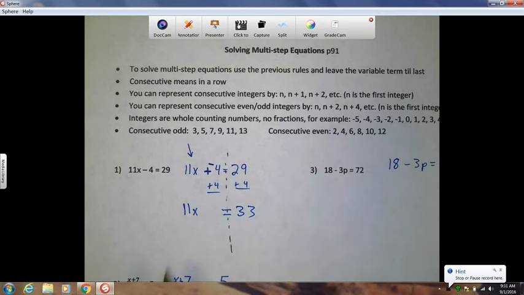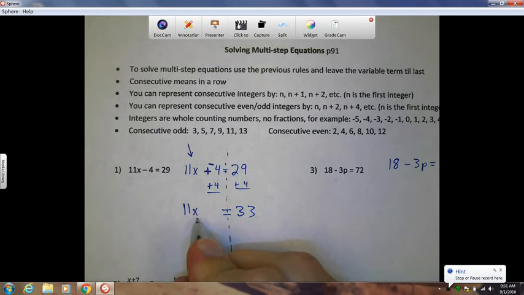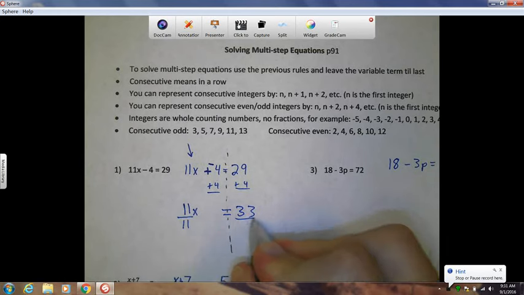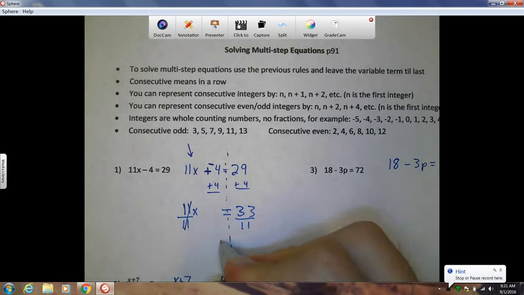Now I can deal with my variable term. It's 11 multiplied by x. That's why it's written right next to it. Divide by 11. And x is equal to 3.